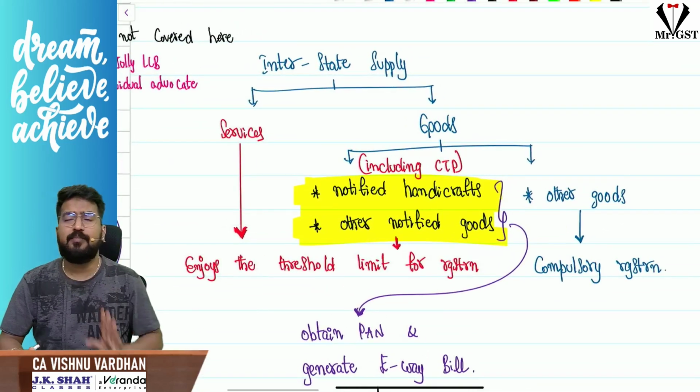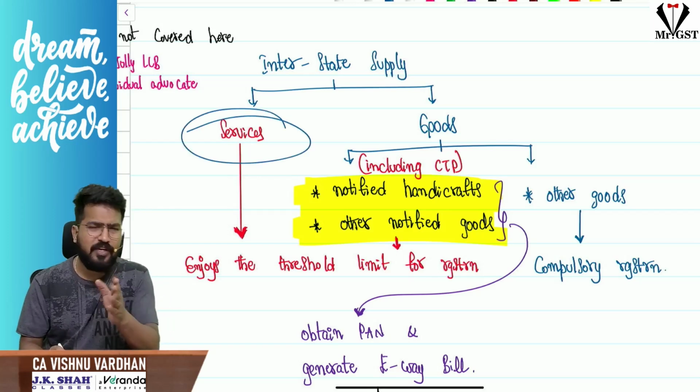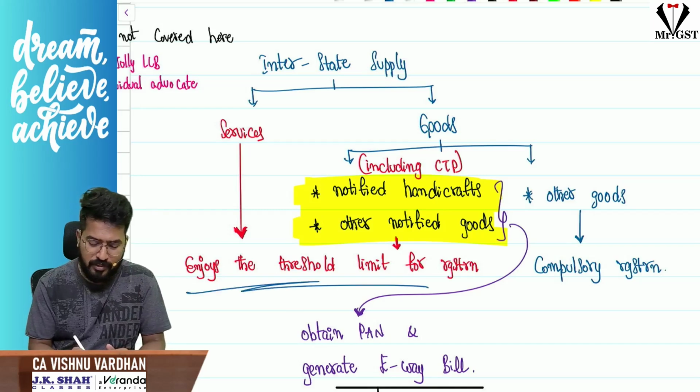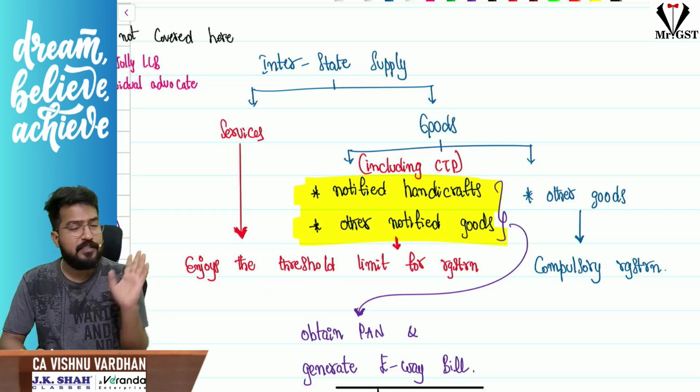Sir, interstate supplies I am doing, but I am doing interstate supply of services, sir. If you are dealing with interstate supply of services, you happily enjoy the threshold limit, that is 10 lakh, 20 lakh, whatever is applicable for you based upon the state.